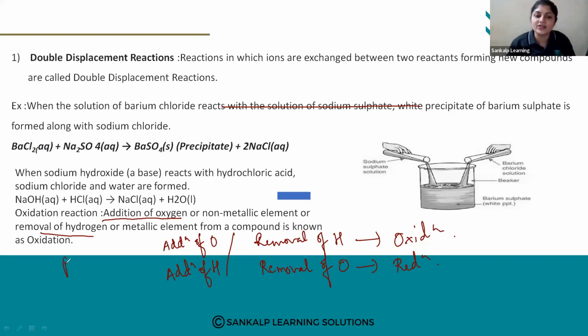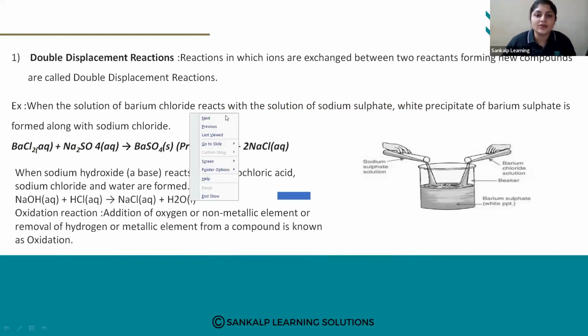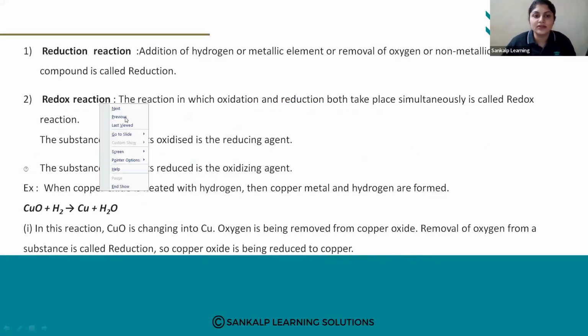And what is redox reaction? The redox reaction is the reaction in which oxidation and reduction take place simultaneously. So in one reaction itself, oxidation and reduction take place. So they are called redox reactions. These were the reactions we had discussed.